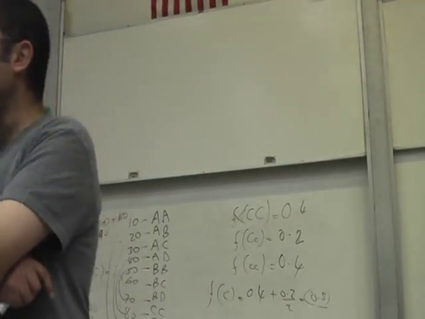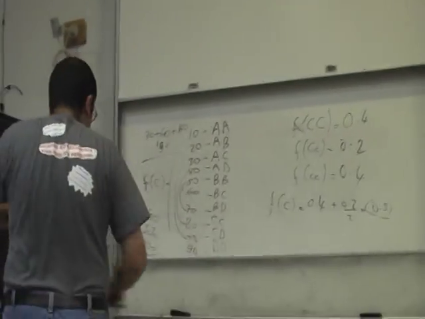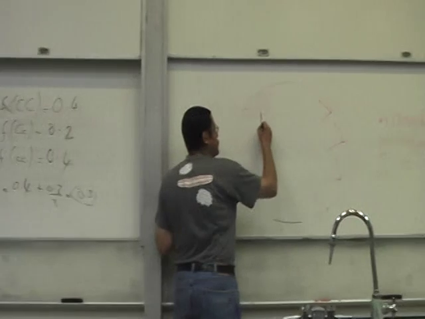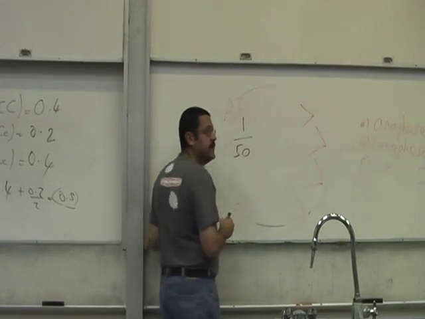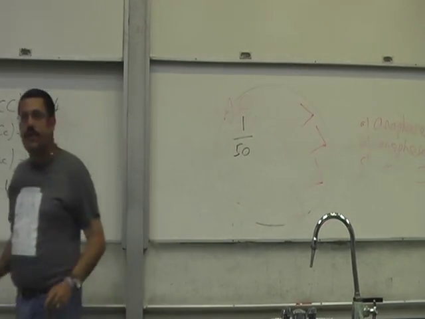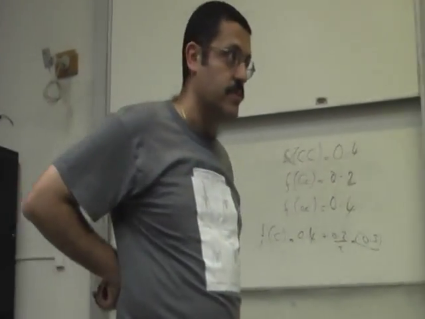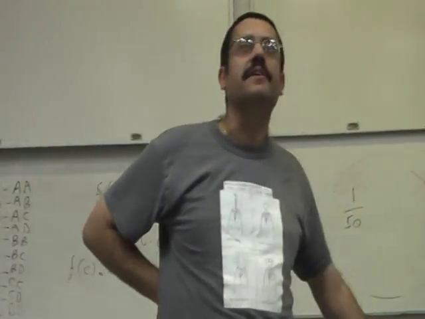Hemophilia in one population is 1 out of every 50. Let's say it's very common in this population: 1 out of every 50 males is affected with hemophilia, which is an X-linked recessive disorder. What is the likelihood that a female would be affected?